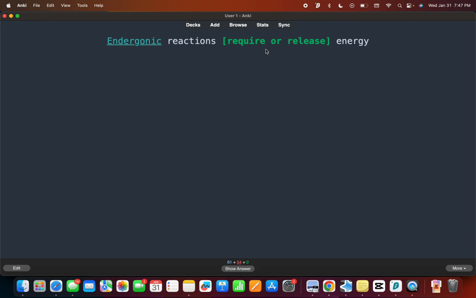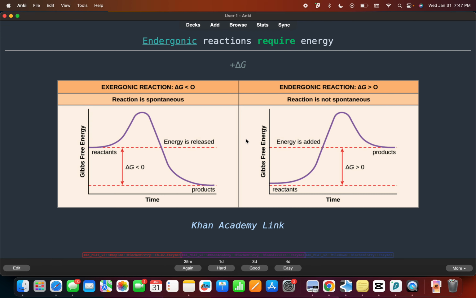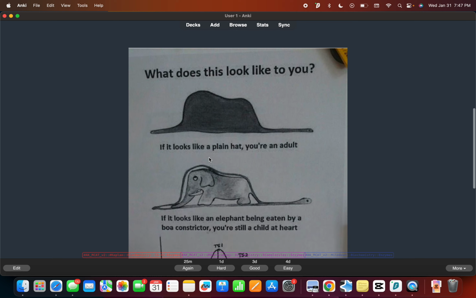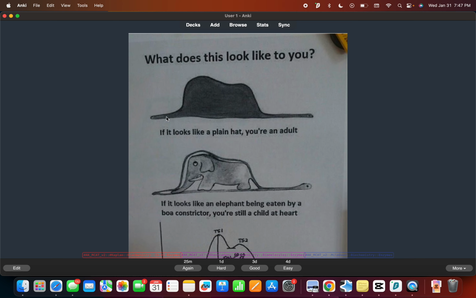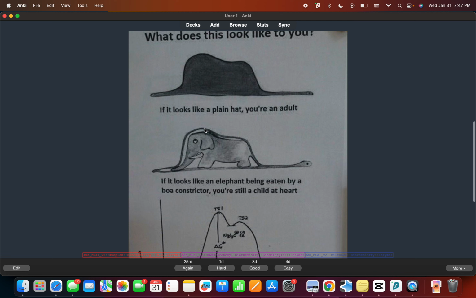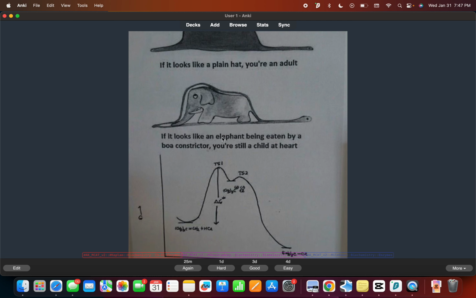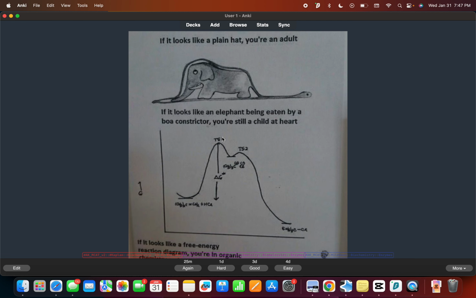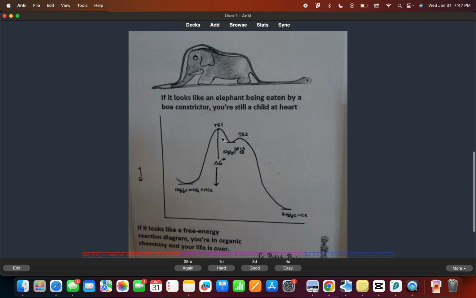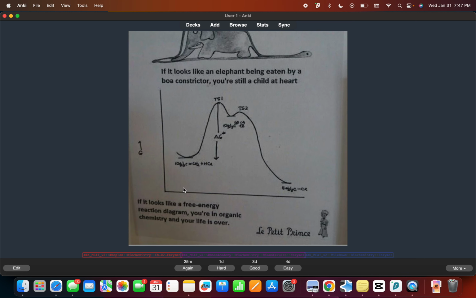Endergonic reactions require energy. These are not spontaneous. Endergonic, you're going up, the delta G is plus, but delta G is minus in exergonic, so energy is released. What does this look like to you? If it looks like a plain hat, you're an adult. If it looks like an elephant being eaten by a boa constrictor, you're still a child at heart. If it looks like a free energy reaction diagram, you're in organic chemistry and your life is over.